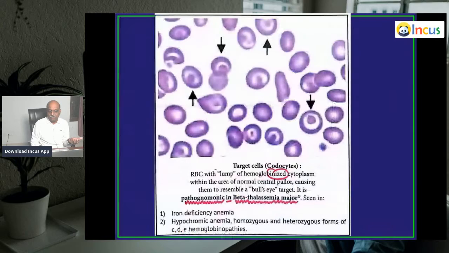You need to remember, target cells are also called codocytes. There is a lump of hemoglobinized cytoplasm in the center of the RBC. It is pathognomonic of beta thalassemia major is what you need to remember.